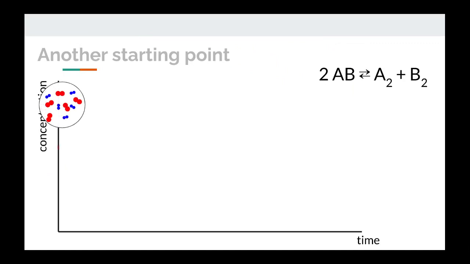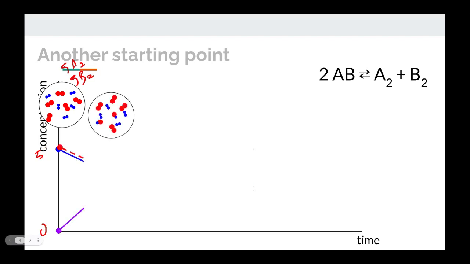Okay, here's another starting point. Let's say we start out with only A2 and B2. So here we've got 1, 2, 3, 4, 5 A2s, and we have 1, 2, 3, 4, 5 B2s as well. So this is 5 on our scale. And if this is 0, that's our concentration of AB. We don't have any of it. We allow the reaction to proceed a little bit. The reaction is going to go backwards because it can't go forwards. We don't have any AB to decompose.